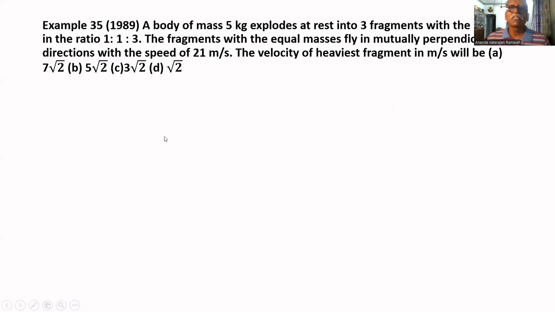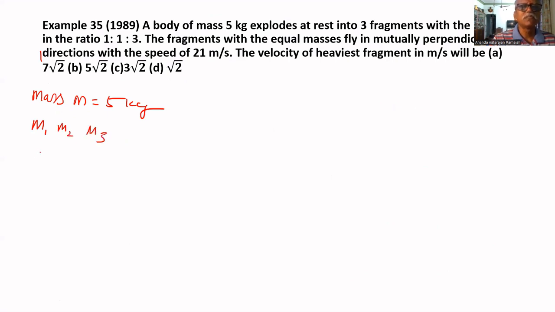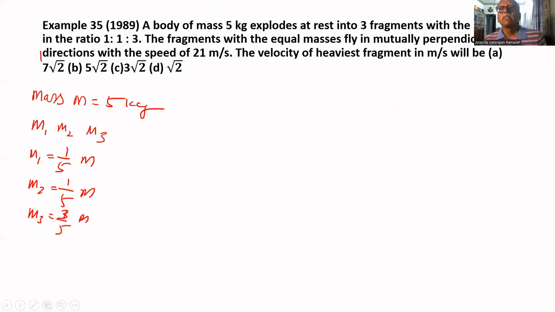A body of mass 5 kg explodes at rest into 3 fragments. Mass M equal to 5 kg, 3 segments, M1, M2, M3, in the ratio 1:1:3. M1 equal to 1 by 5 M, M2 equal to 1 by 5 M, M3 equal to 3 by 5 M. With equal masses fly in mutually perpendicular direction with a speed of 21. The same sum, instead of 30, here it is given as 21.